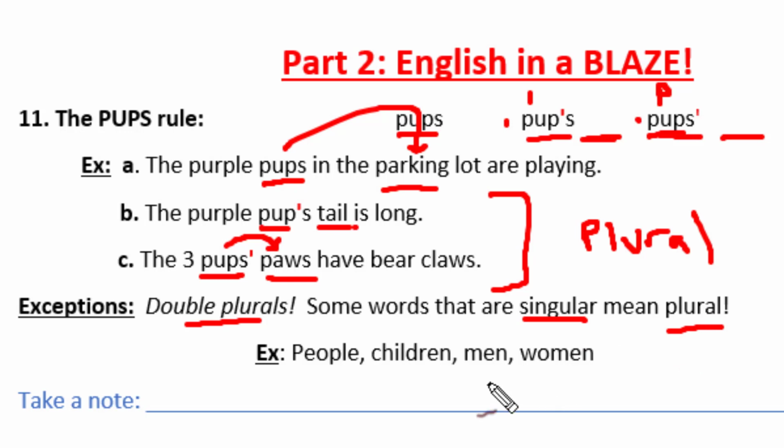You're going to run into about 4 of them, all right? So here is a single word that means plural. People, keep in mind that the singular version of people is person. Children, that's the plural version of child, and men is the plural version of man, and women is the plural version of woman. All right, so on all of these examples, you would put your mini name tag here with the S because this is already plural. Mini name tag here, mini name tag here, mini name tag here. Go ahead, take a note. PUPS rule.